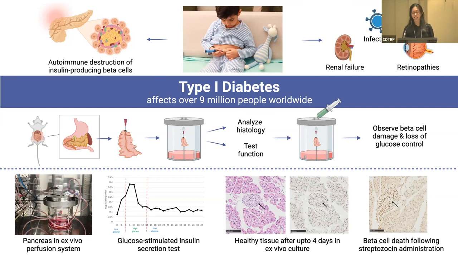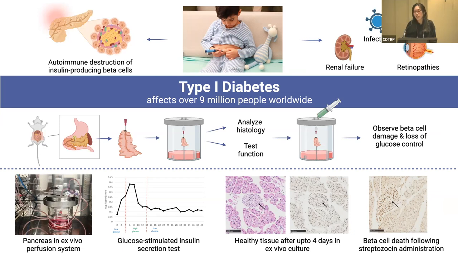Thankfully, in 1921, insulin therapy was invented, but this only helps alleviate the symptoms, and unfortunately, we're still hunting for a cure for this disease. Since then, we've learned a lot more about type 1 diabetes, but a lot still remains unknown about the pathophysiology and the progression of the disease. And for that, good disease models are needed.